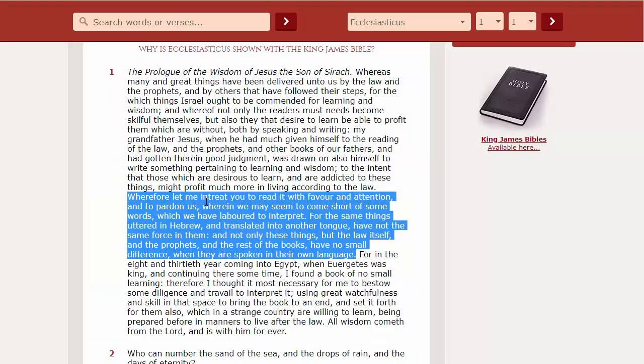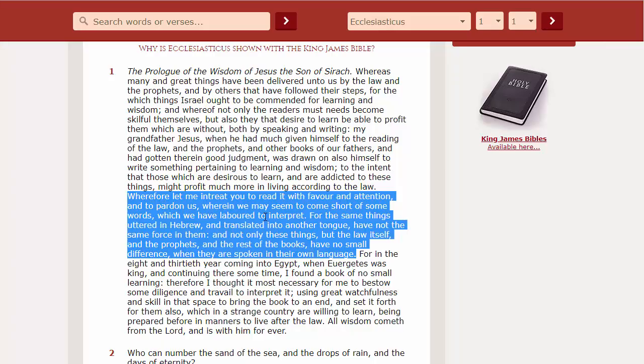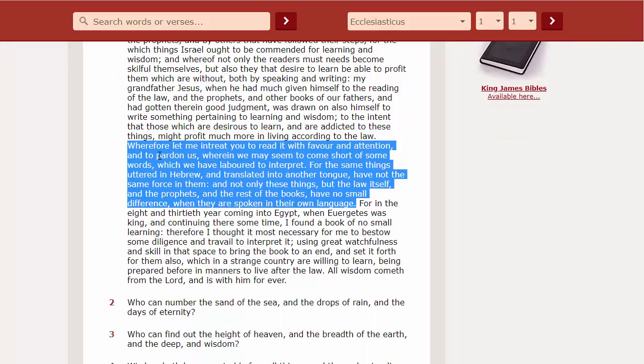All right? Now, it says here in the prologue to the book of Ecclesiasticus in the Bible, or Sirach, the prologue of the wisdom of Jesus, the son of Sirach, or the wisdom of Yahushai, the son of Sirach. And you jump down here, it says, wherefore let me entreat you to read it with favor and attention, and to pardon us wherein we may seem to come short of some words, which we have labored to interpret. For the same things uttered in Hebrew and translated into another tongue have not the same force in them, and not only these things, but the law itself and the prophets and the rest of the books have no small difference when they are spoken in their own language.